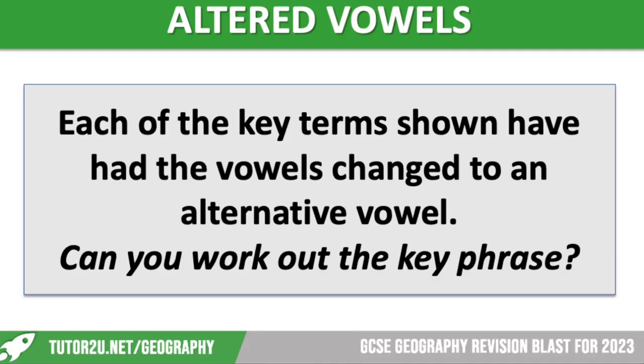Our first activity is altered vowels. Each of the key terms shown have had the vowels changed to an alternative, which makes them tricky to work out. You just need to work out what the key phrases are, and they are all linked to the UK overview of resource management. To give you a little bit of a clue, the first two are going to be about food, 3 and 4 are about water, and 5 and 6 are about energy.